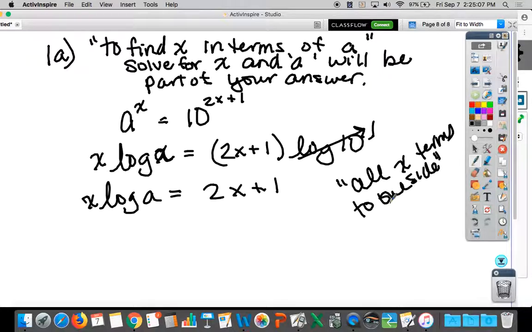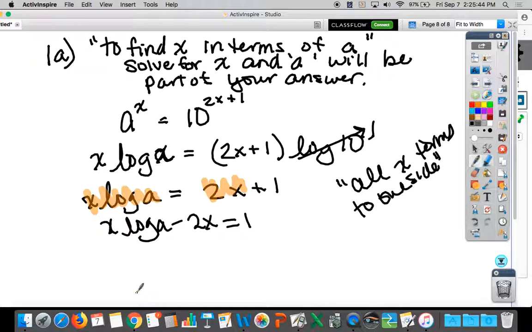Now, here's where it's confusing. Tell me what an x term is. Just name one of them up here. 2x, that's obvious. x log A. Not just x, but here's where the confusing part comes in. It's x log A. The whole thing is an x term. Unless it's separated by a plus or minus, it's stuck together. So that means that I'm going to move one or the other. I'm just going to make life a little easier on me, and I'm going to move the 2x.